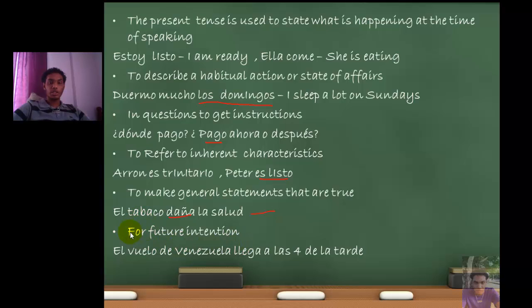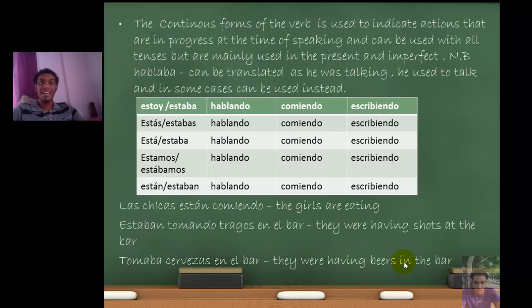For future intention, the present tense can also be used. So, por ejemplo, el vuelo de Venezuela llega a las 4 de la tarde. The flight from Venezuela will arrive at 4 p.m. But we use the present tense because it can also be translated as it is arriving, but it implies the future.